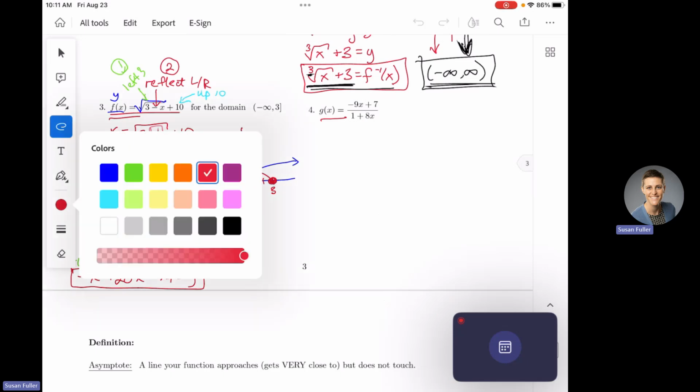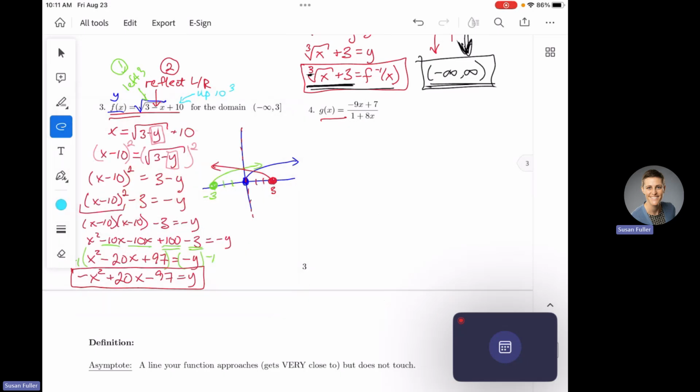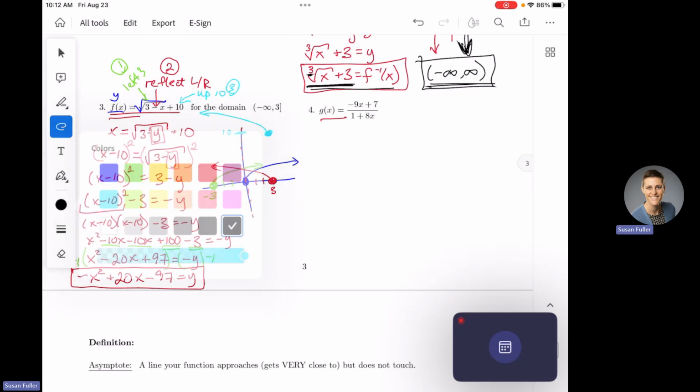And then the last thing that I have to do here is move this graph up and down. So now I'm going to take that red one and move it up 10 units. So I'm going to come up to wherever 10 units is. This is where I'm going to start now, and I'm still going to have the same shape going that way. Okay, so that is what my final graph looks like. It's that light blue one.